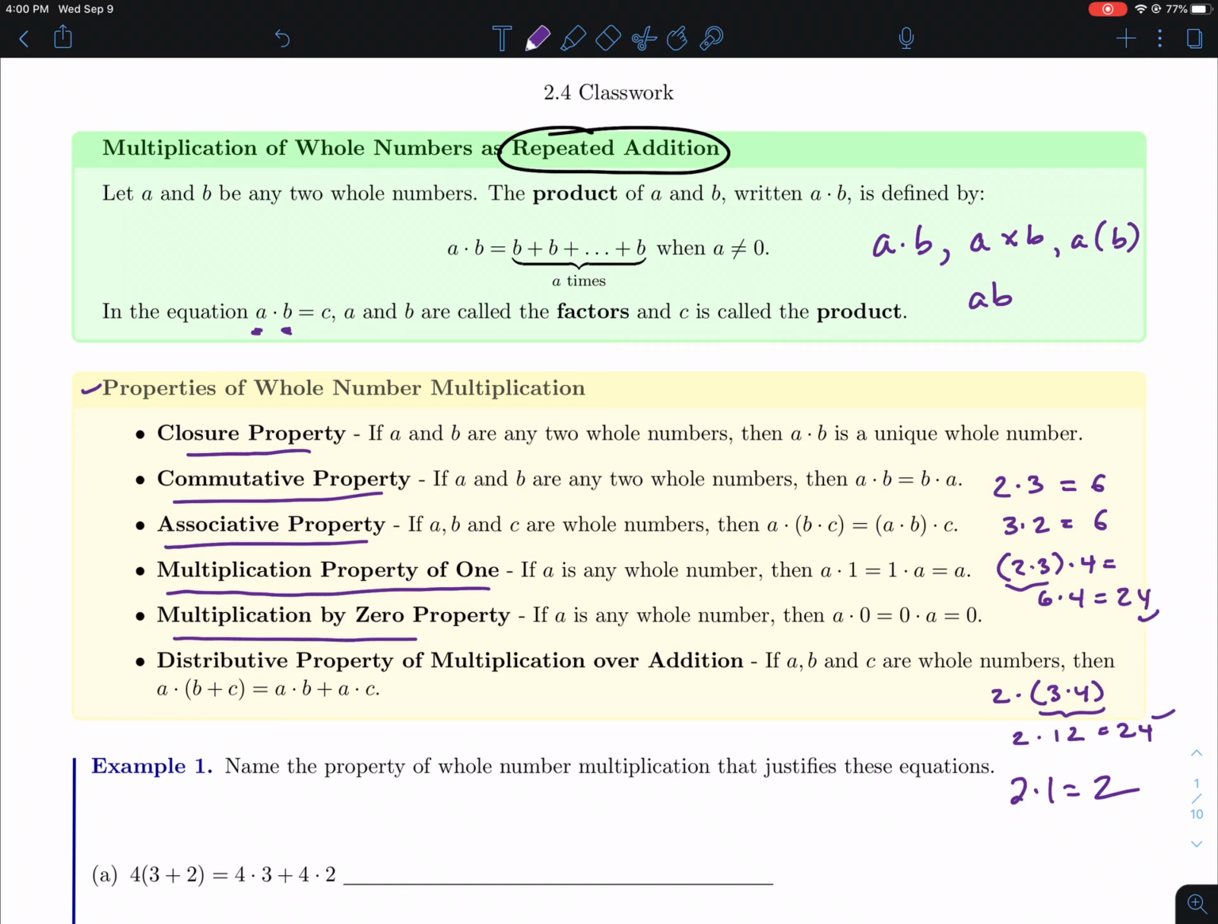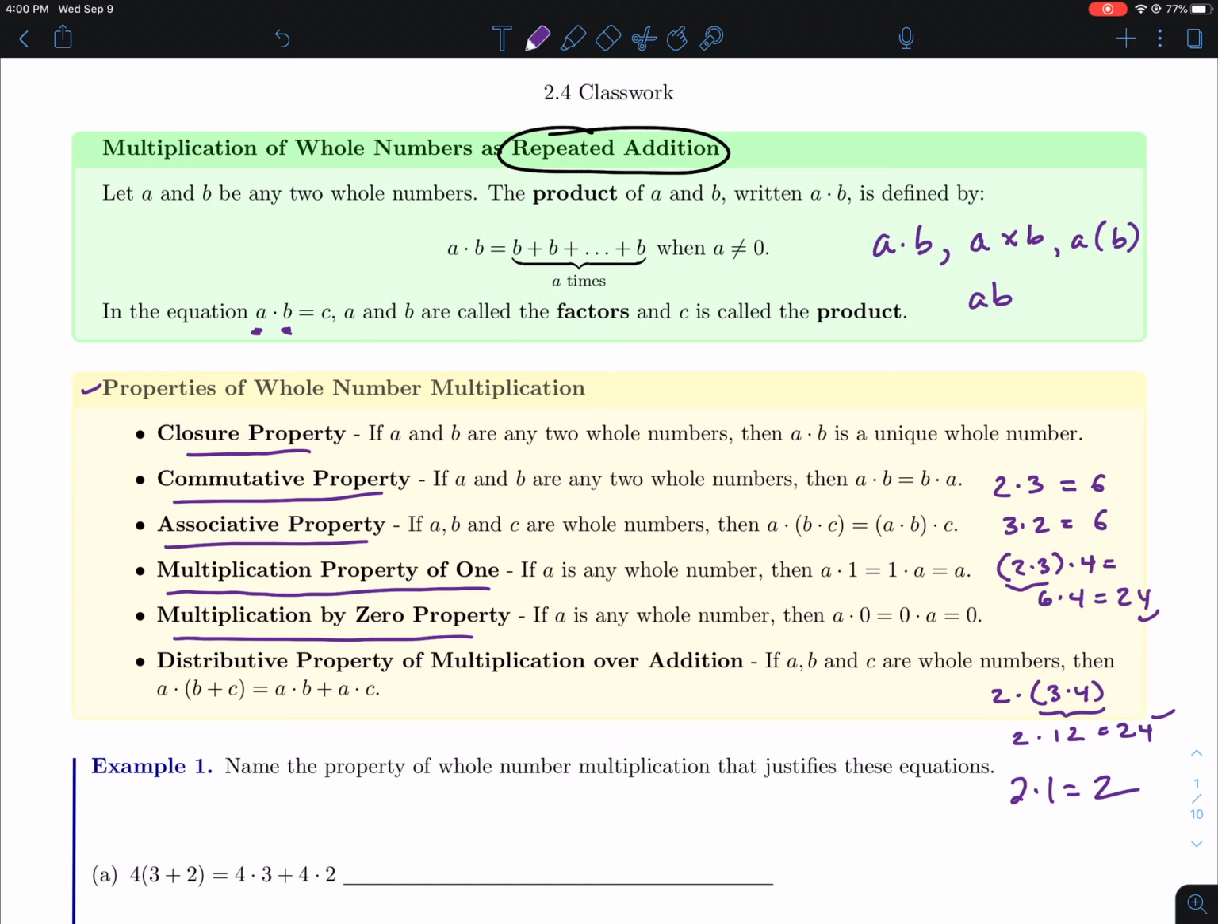So in this case, we've got the multiplication by 0 property. That's just saying that if you multiply anything times 0, you're always going to get 0 as our answer. So 3 times 0 is 0, 4 times 0 is 0. So anything times 0 is going to be 0.